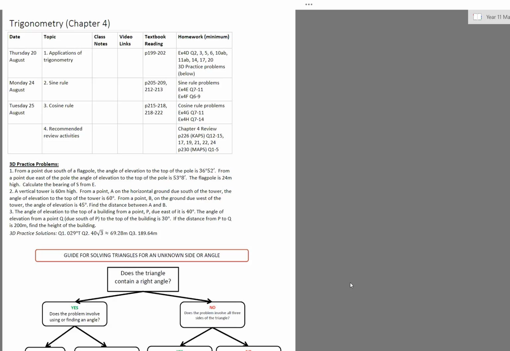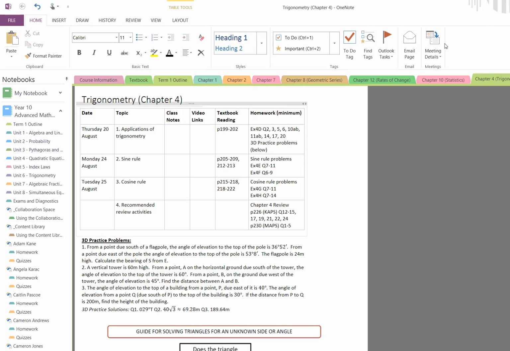Alright, welcome to Trigonometry. The idea of these videos is to get the theory here and then practice problems in class. Today we'll look at applications of trigonometry, and then on Monday the sine rule, and Tuesday the cosine rule. Some problems down here we can use to practice today, and there's this guide for what we're going to be doing in this unit. Hopefully put it all together as a picture.